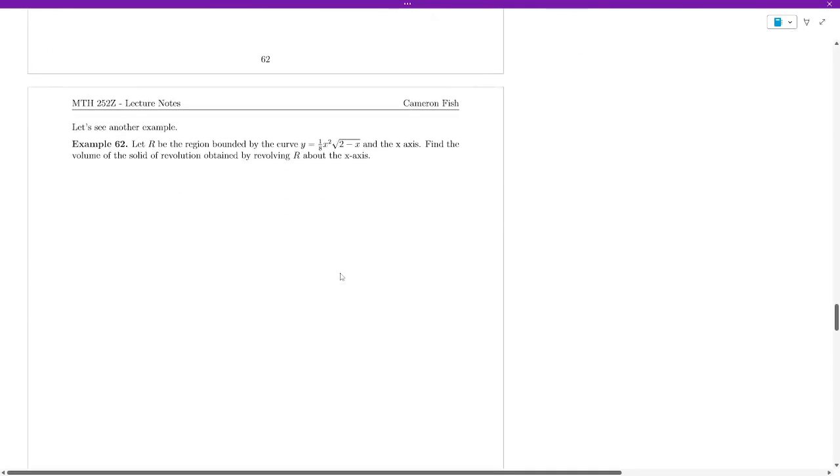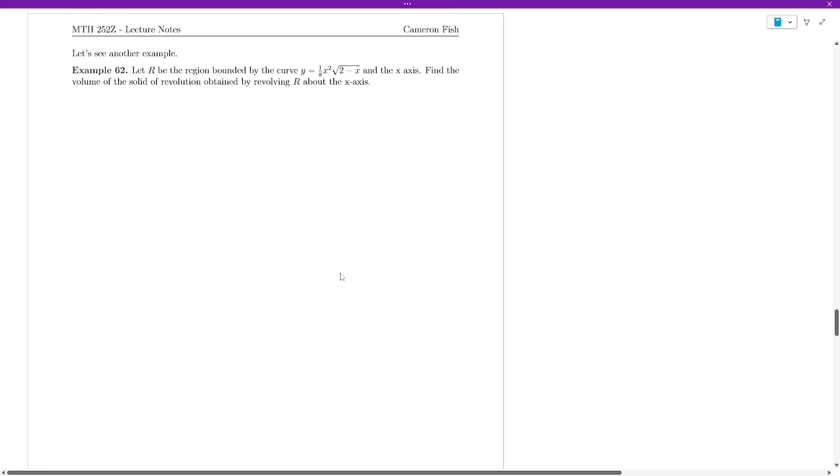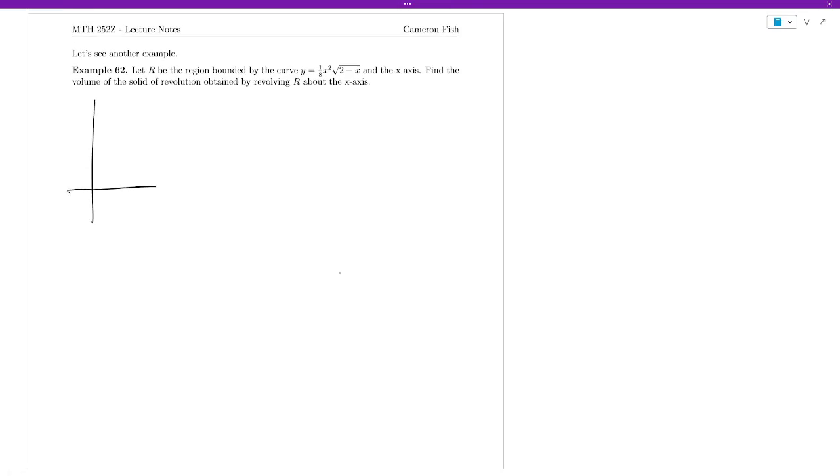Let's just do another example really quick. So R is the region bounded by this random curve and the x-axis. We're going to rotate the region around the x-axis. What's my region? Well, I need the graph. This is kind of hard to graph by hand, so if you plug that into a graphing calculator, you will see that you get something that looks sort of like this.